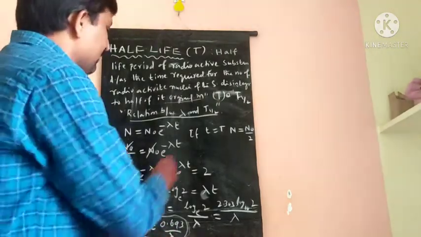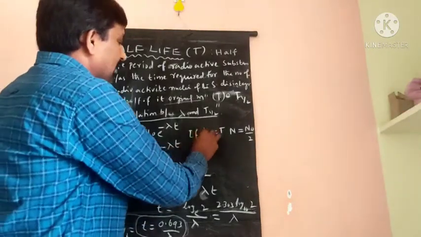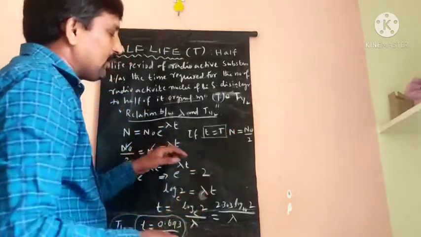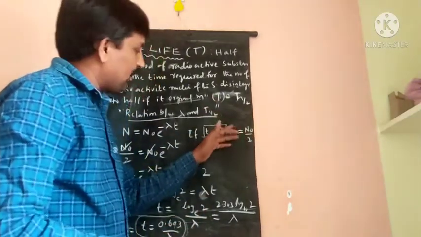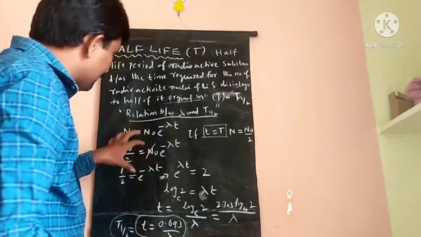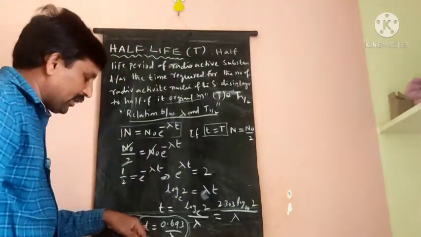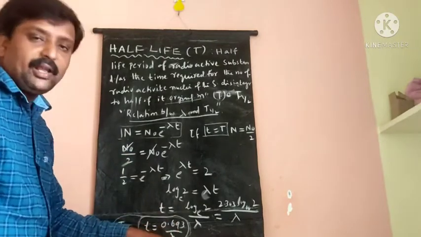Okay. So here we are taking small t is equal to capital T. After small t is equal to capital T, the total number of nuclei reduces to half. N is equal to N naught by 2. Substituting the value in N is equal to N naught e power minus lambda t, we are getting T is equal to 0.693 by lambda.